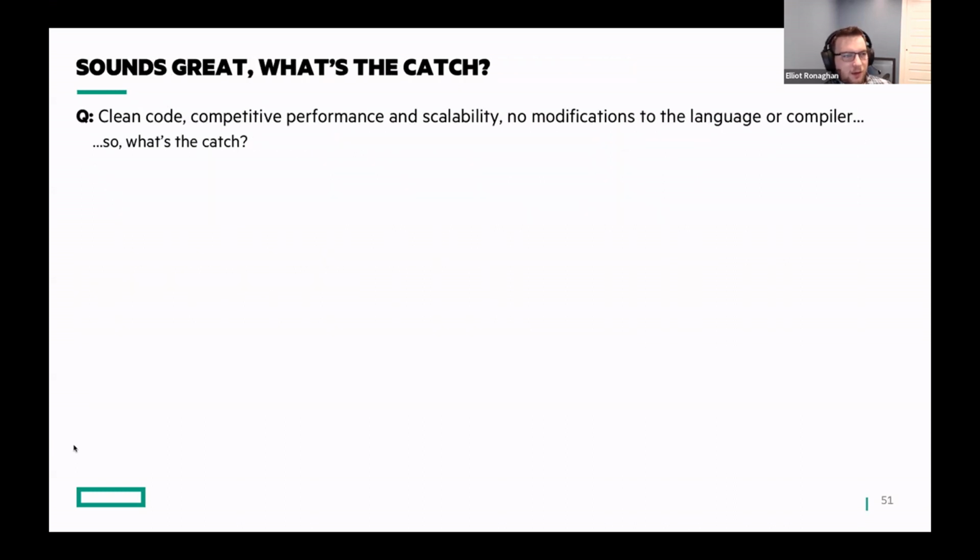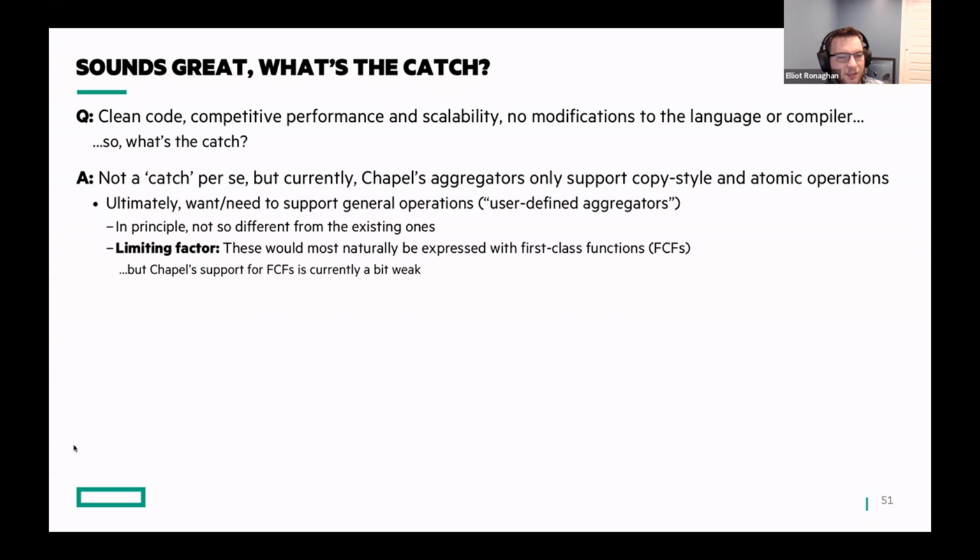So the aggregators that we have give clean code, competitive performance and scalability, and didn't require major modifications to the language or compiler. And so, a lot of that kind of sounds too good to be true. So, it raises the natural question of, well, what's the catch? And it's not necessarily a catch, but the current aggregators only support these copy style and atomic operations.